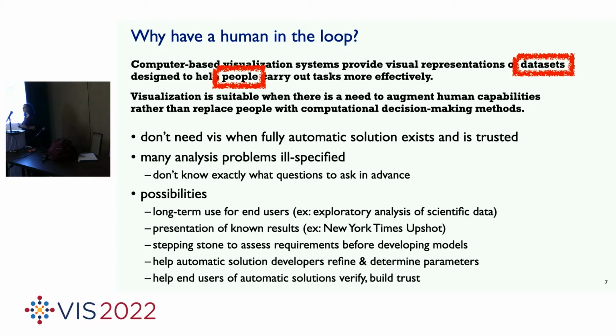So we don't need visualization when there is something that is fully automatic, it exists, it's trusted. So when is that not the case? Well, there's many analysis problems that are ill-specified. Sure, we could write a program to answer exactly one question, but what if we don't have one question? What if there's hundreds of possible questions or thousands of possible questions, and the answers to one will lead us towards asking the next one?